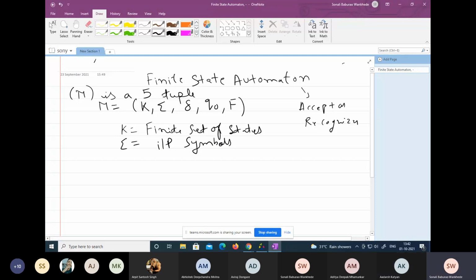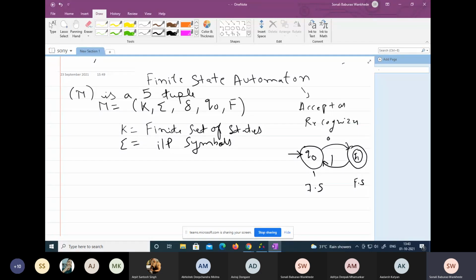Now, what do you mean by states? States are represented by a circle. The initial state is represented by an arrow pointing towards itself. That's why it's called an initial state. Similarly, the final state is shown by a double circle. We show the transitions between them if we have values like 0, 1, and so on. So K is the finite set of states, and sigma is the input symbols. Here, the input symbols can be 0, 1.